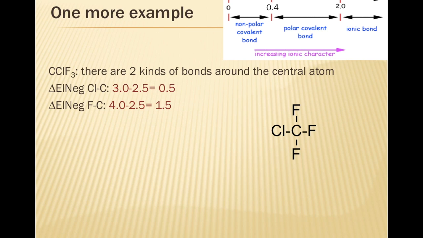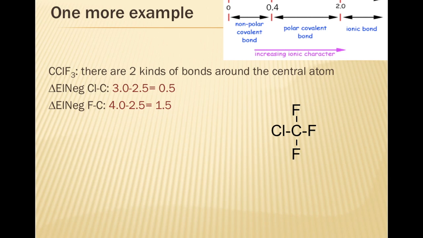Okay, I'm going to show one more example. There's obviously many kinds of molecules, so in each case you have to look at the specific arrangement of atoms and electronegativity. So in this example, I have CClF3, so that's got a central carbon, and there's 3 fluorines around it and 1 chlorine. So we have 2 different kinds of bonds.